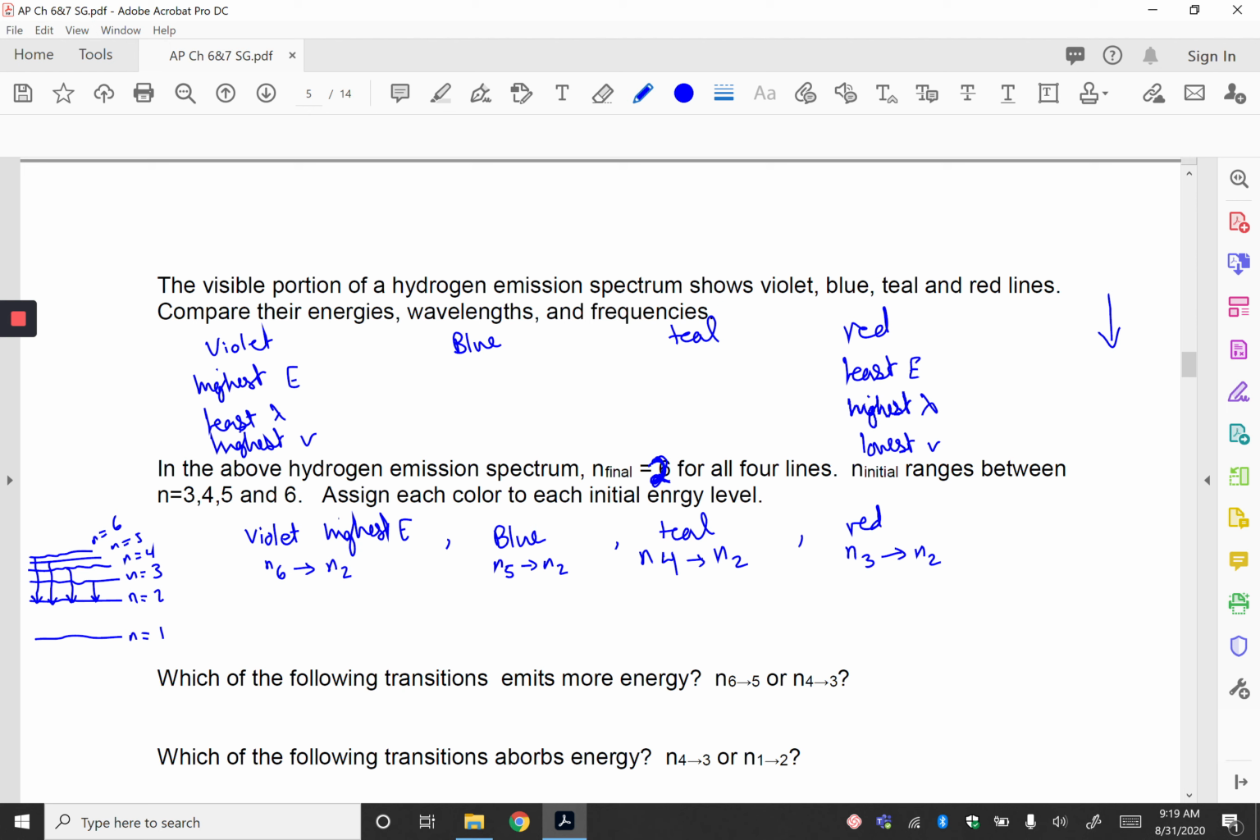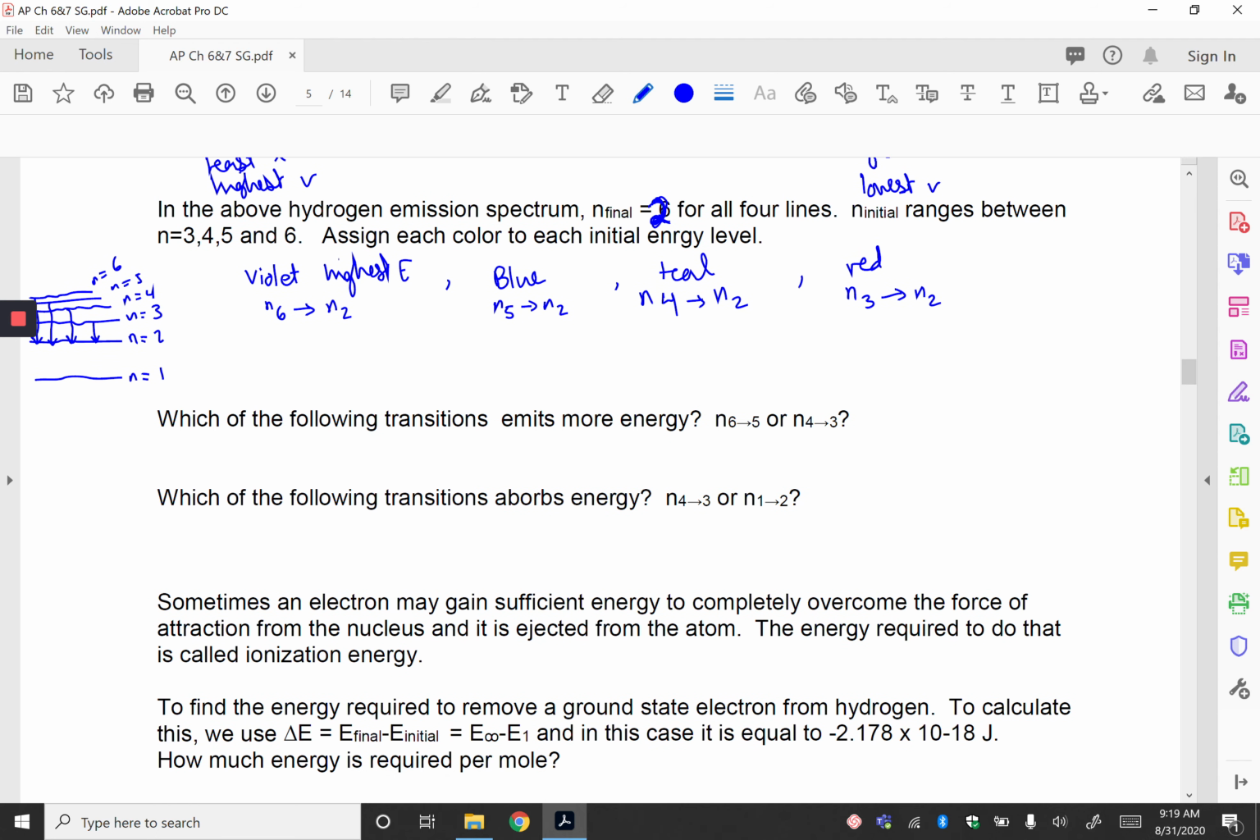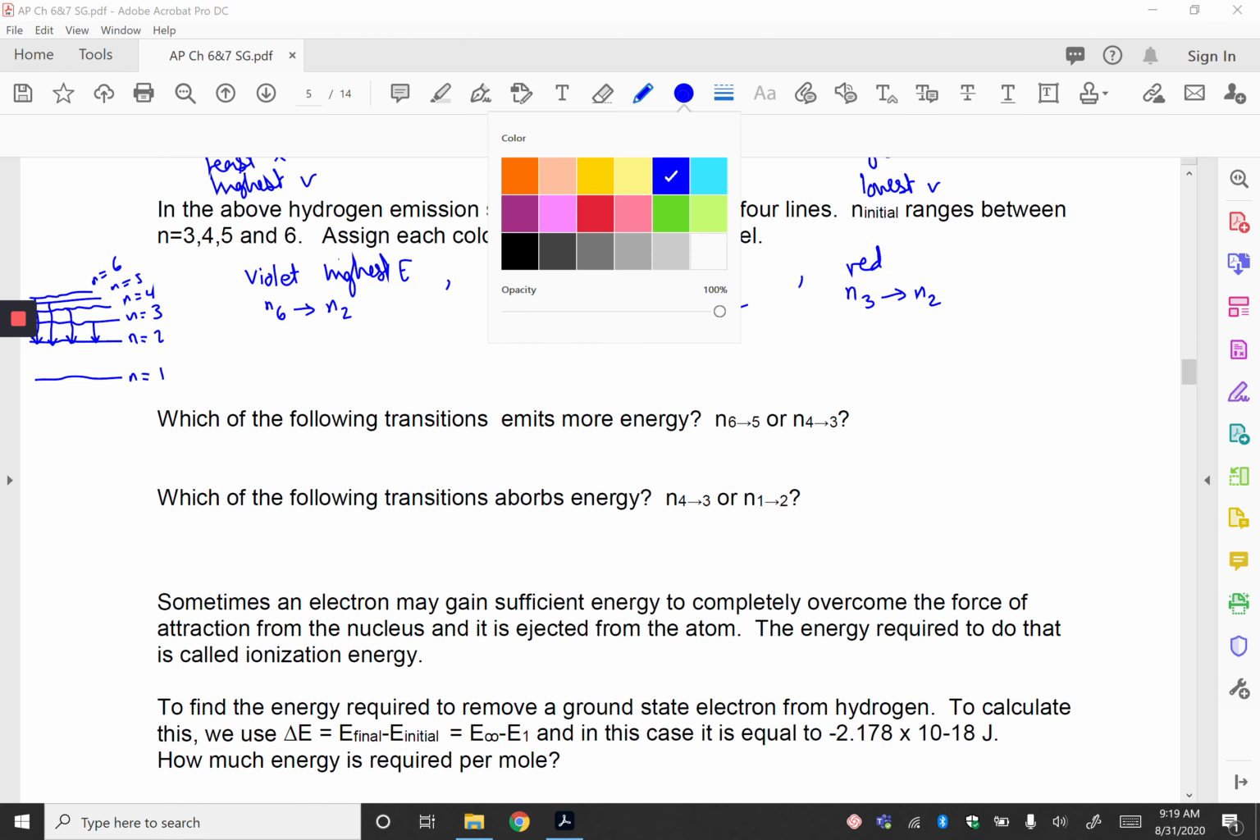All right, let's look at the next one. It says, which of the following transitions emits more energy? 6 to 5 or 4 to 3? So both of these are emissions. We can tell that because we're going from a higher energy level to a lower energy level, right? But which one is going to emit more energy? They're both just one energy level different.